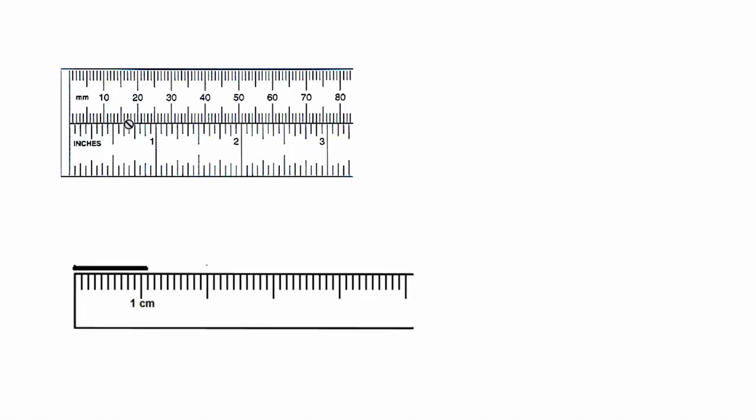For these two rulers, you see that the centimeters, although they look kind of different, we have 10 millimeters, which is the same as 1 centimeter. These are actually the same amount of precision, although they look different. This is 10 millimeter spaces, and this is 10 millimeter spaces.